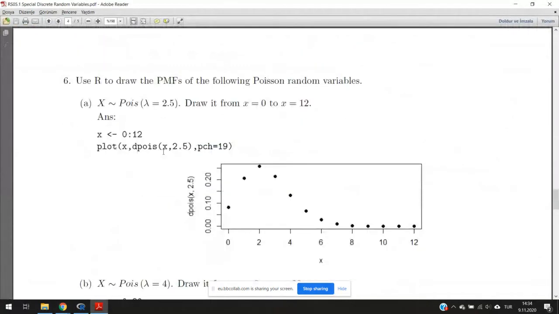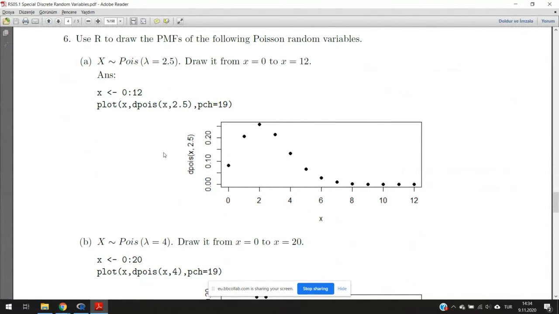All right. So let's use R again to draw the probability mass function for a Poisson random variable. Let's say we have a Poisson random variable with rate parameter equal to 2.5, and we would like to draw it for integers from 0 to 12. Of course, theoretically, the probability mass function can continue up to infinity, but practically, the probabilities for such a rate parameter above 12 are very small, so we can ignore them. So it is enough to draw this probability mass function from 0 to 12. I'm just going to do that.